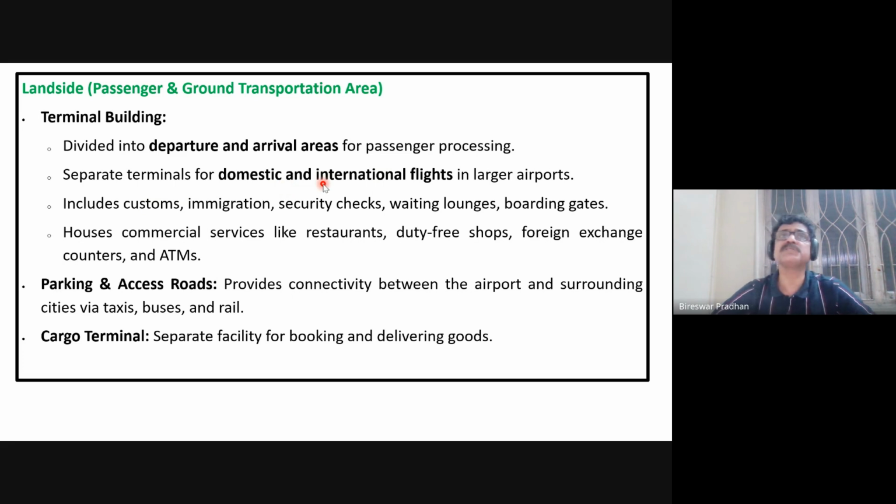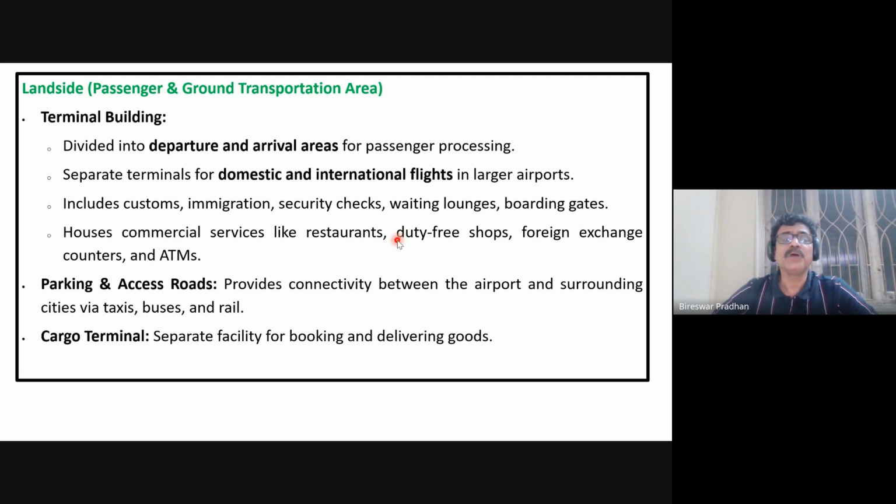For example, Calcutta International Airport and Delhi International Airport have different terminals for domestic and international flights. They include customs, immigration, security check, waiting lounges and boarding gates. These are the facilities we can provide.